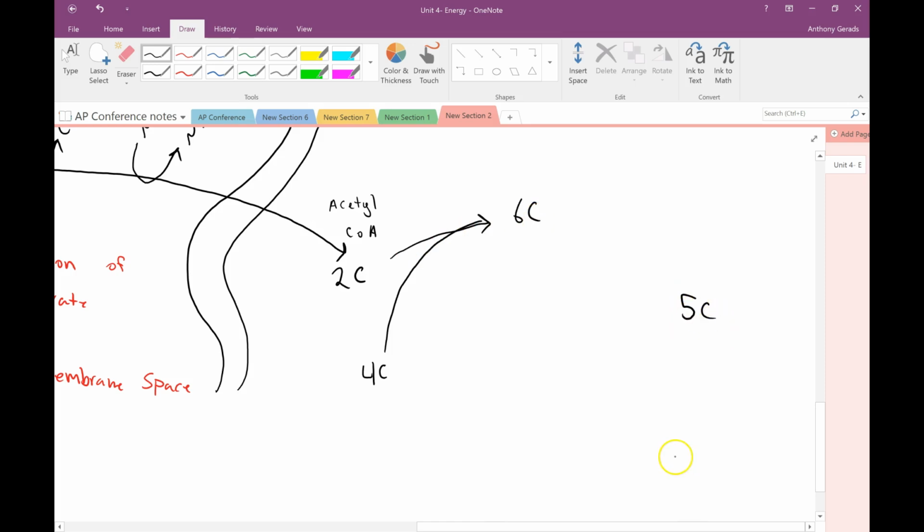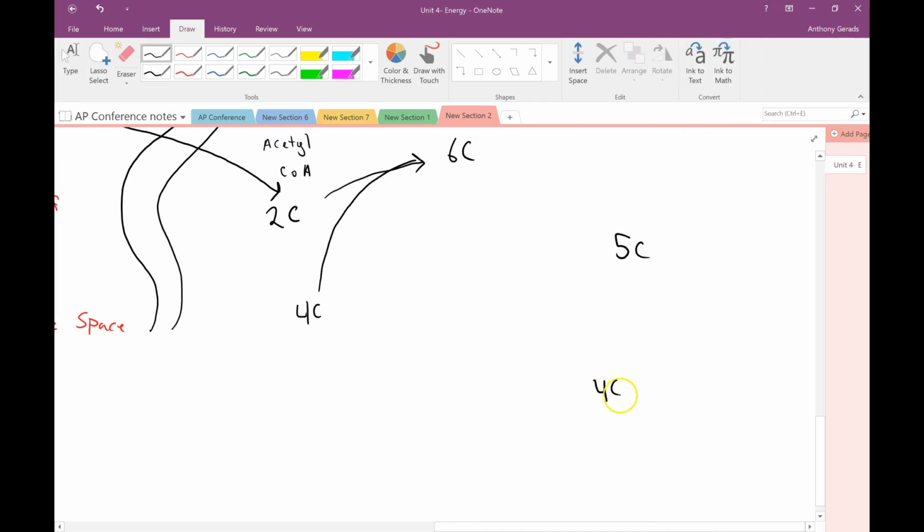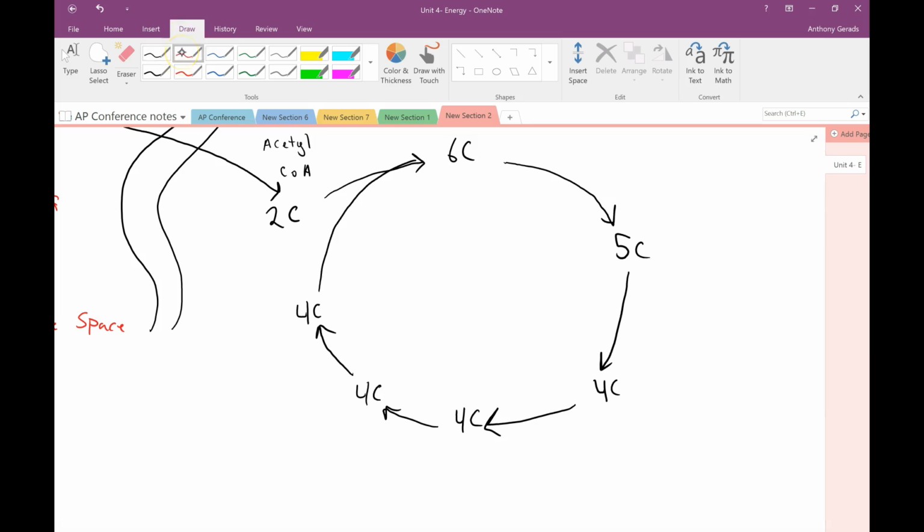And that goes to a 5-carbon molecule. And that goes to a 4-carbon molecule. And that goes to a 4. And that goes to a 4. This is a janky one. And we made this little cycle. And this cycle is called the citric acid cycle, or Krebs. And its location is the matrix of the mitochondria. Okay. So I'll let you get this written down, and then we will start drawing what comes off of this.